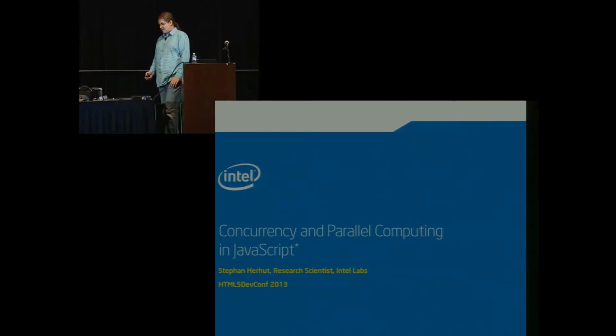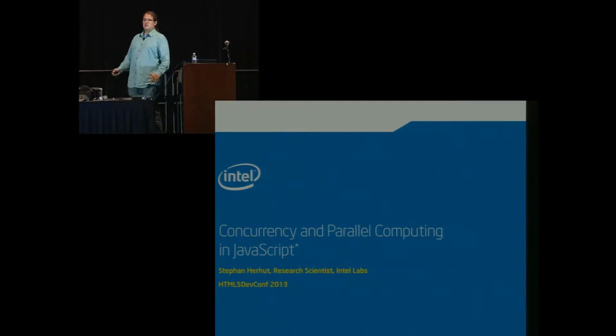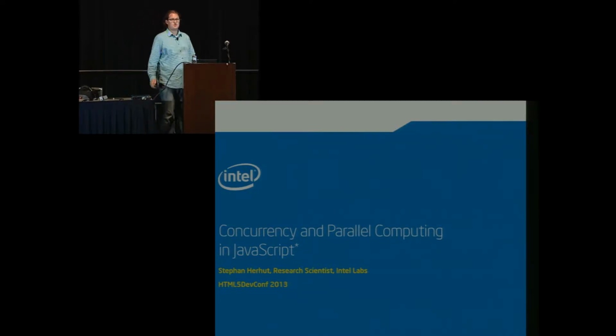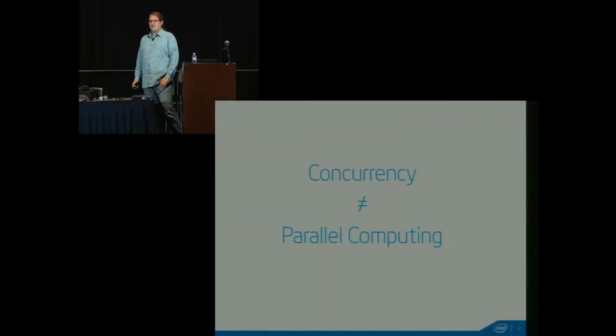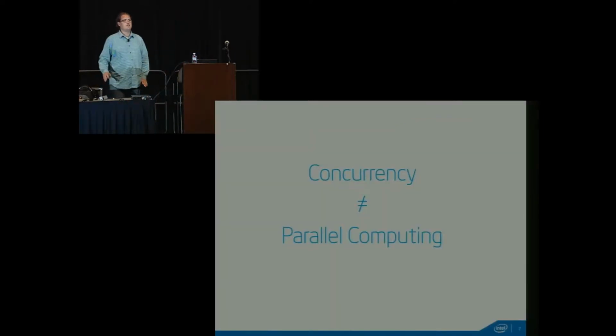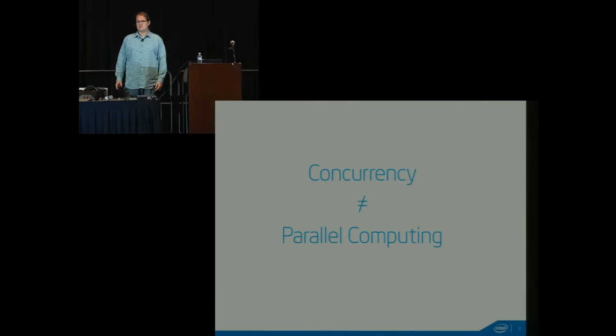To start this off, to make sure that we all know what I'm talking about, I want to give you an idea of what I mean when I say concurrency and parallel computing, because my title is concurrency and parallel computing. So why are there two things in there? The answer is because they're not the same. And this is actually quite tricky. A lot of people use these interchangeably. They say concurrency when they need parallelism, and they say parallelism when they mean concurrency.